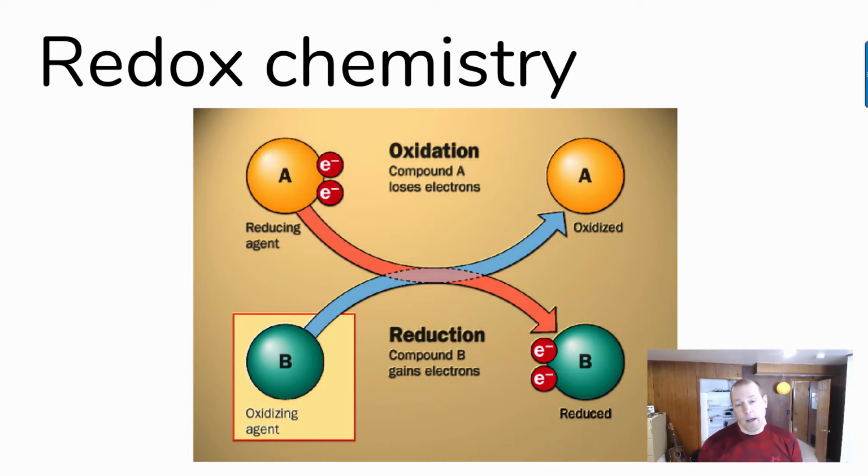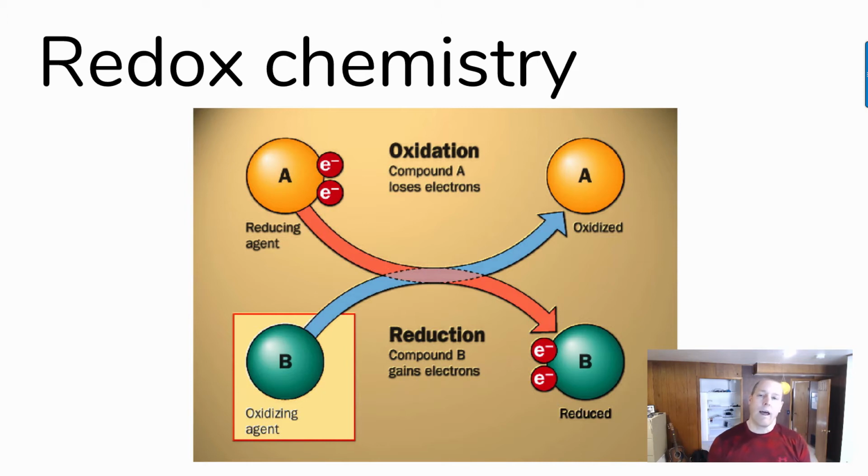Now B, in gaining electrons, is becoming reduced, and that process of gaining electrons is called reduction. You can remember that using the acronym RIG: reduction involves gain of electrons. You put those two together and you end up with the term OIL RIG. Oxidation involves loss of electrons and reduction involves gain of electrons. So if a molecule is being oxidized, then it is losing electrons, and if a molecule is being reduced, then it is gaining electrons.